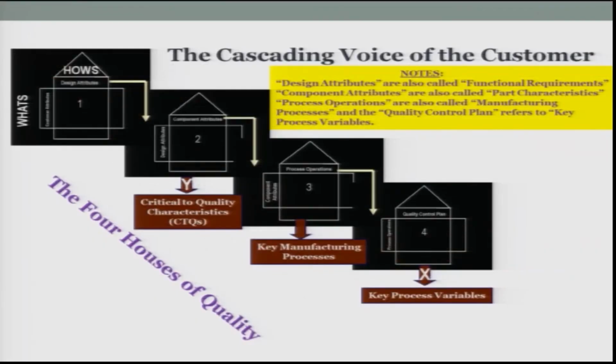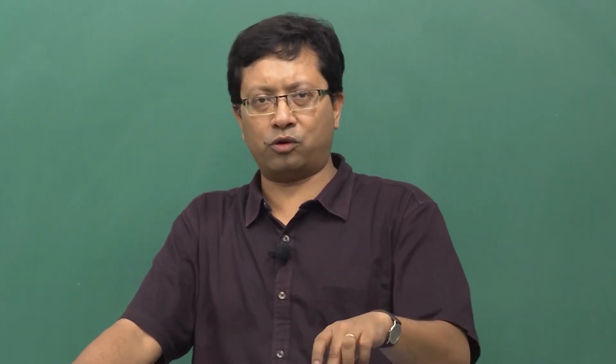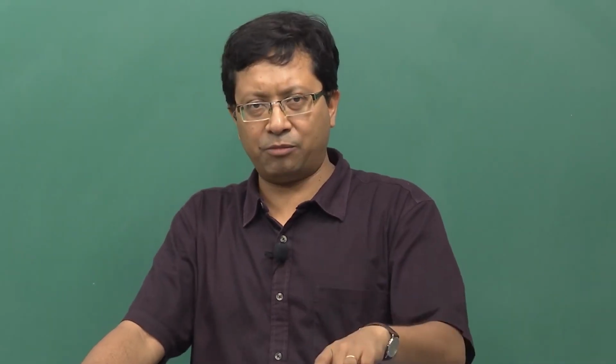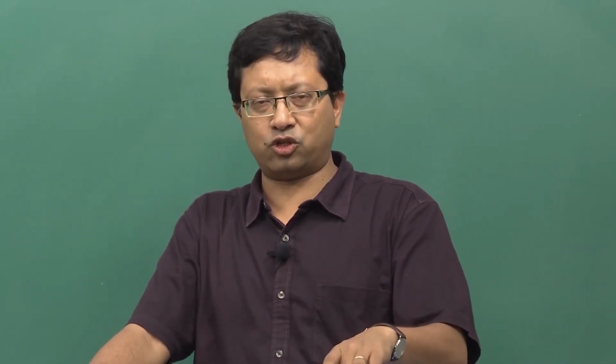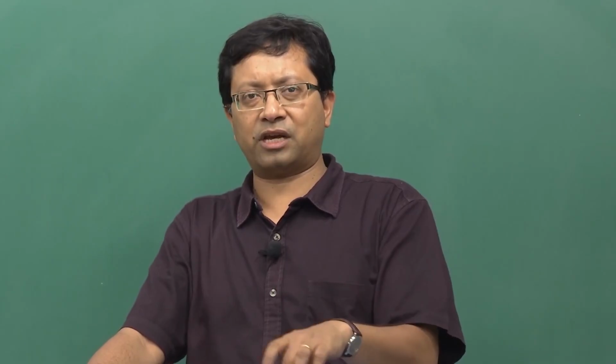So, the cascading voice of the customers, the design attributes, are also called functional requirements, and based on this we do the whats and hows at each stage. So, the 4 houses of quality, as I mentioned, are considered such that they go from one stage at a time, and you consider all of the feedback considering the primary one, which is stage 1, one of them goes into stage 2. Again between the combination in stage 2, one of them goes to stage 3 and so on and so forth.